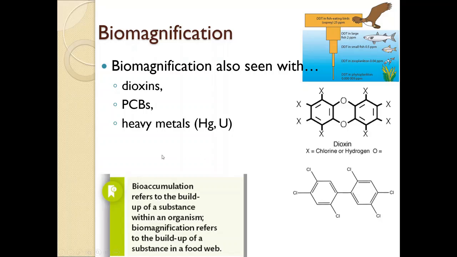It is important to note the difference between bioaccumulation and biomagnification. Bioaccumulation happens within one organism. A chemical, a xenobiotic substance, builds up in the cell of one organism. Biomagnification happens across a food web, where a substance builds up in higher predators because those higher predators need to eat a vast number of smaller organisms in order to stay alive.